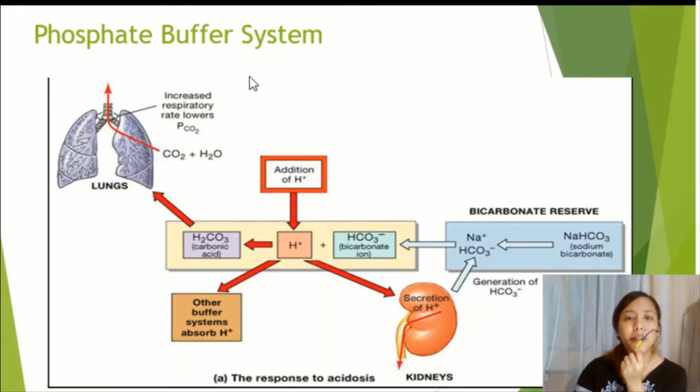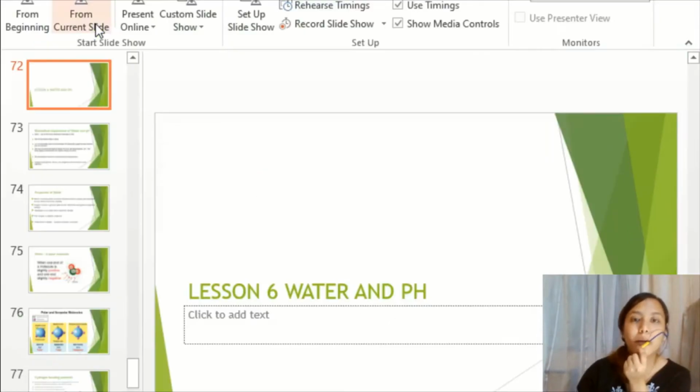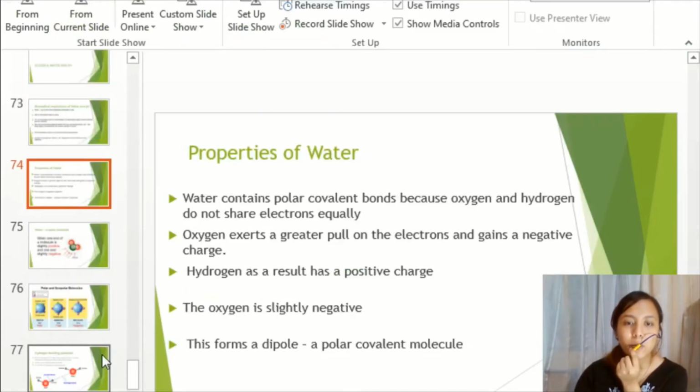So the most important actually is your phosphate buffer system. And no, it's actually my mistake. It's actually your bicarbonate system. Carbonic bicarbonate system. It's quite wrong.